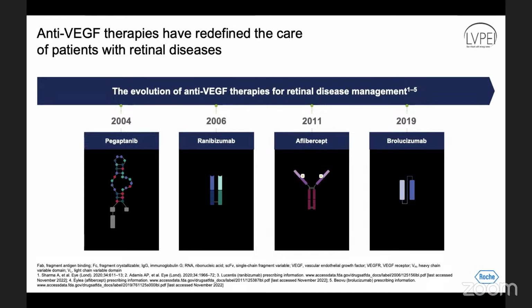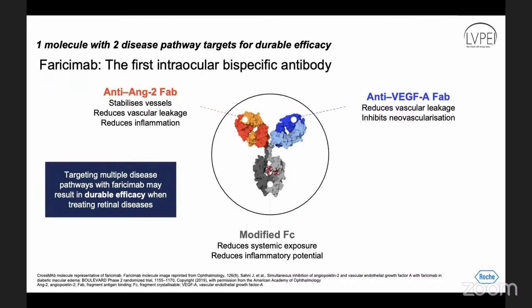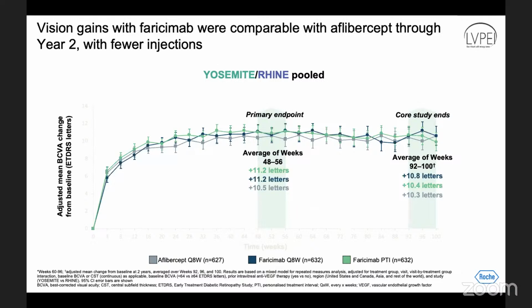In terms of the latest therapies that we have now, brolucizumab as well as faricimab. So the original molecule of anti-VEGF was pegaptanib, then we had ranibizumab and bevacizumab at the same time, then we got aflibercept, then brolucizumab in 2019, and now recently we have faricimab, which is a bispecific antibody going to be launched soon in India. It acts against both angiopoietin-2 as well as VEGF-A.